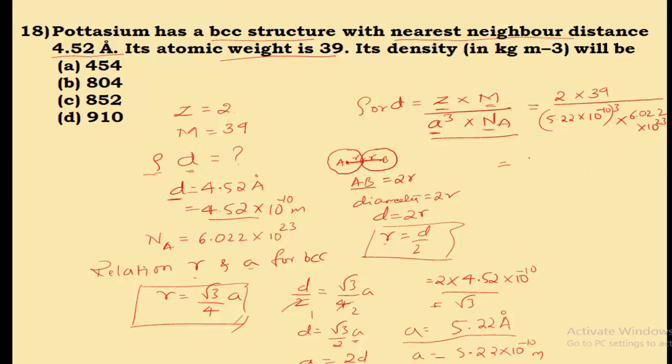So how much you will get? 0.910 gram per cubic centimeter. But they told you to find the density in kg per cubic meter. So if you convert that, you will get 910 kg per cubic meter. So the density of the potassium is 910 kg per cubic meter. So among these options, option D is the right one.